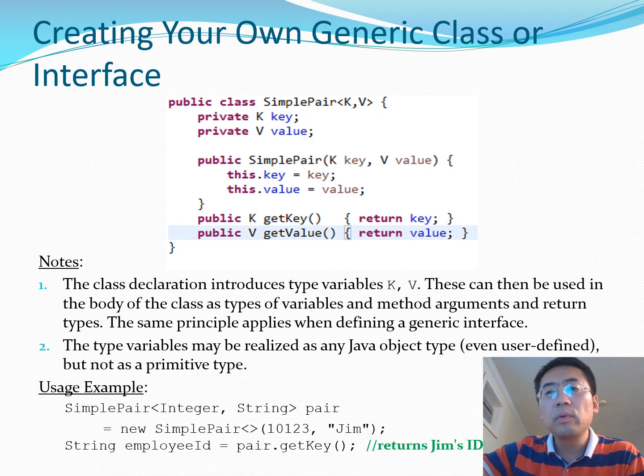So let's see this example, SimplePair of Integer and String. You can create a new SimplePair with an integer, 10123, and a string, gem.